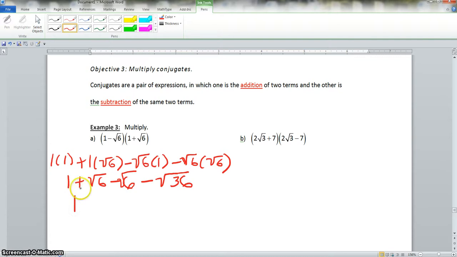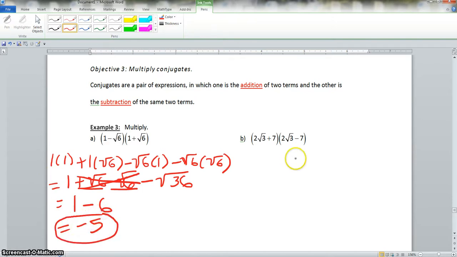So now we have 1. A plus square root 6 minus square root 6 is 0. So these will simplify each other out. Minus the square root of 36 is 6. So 1 minus 6 is negative 5. And that will be your final answer.